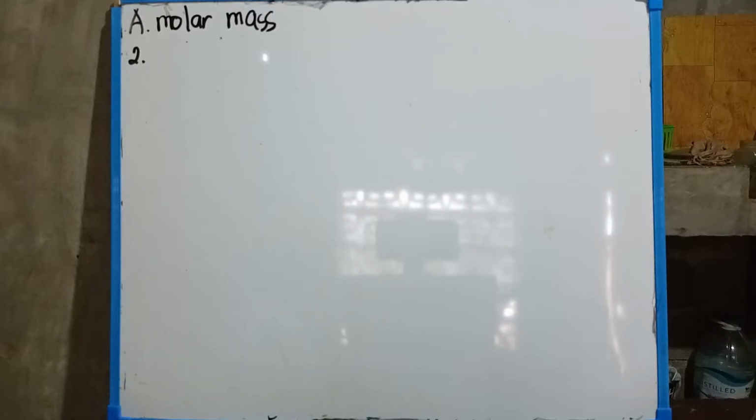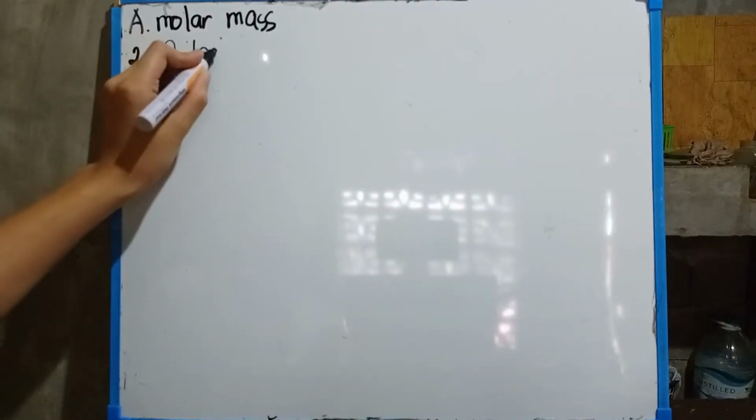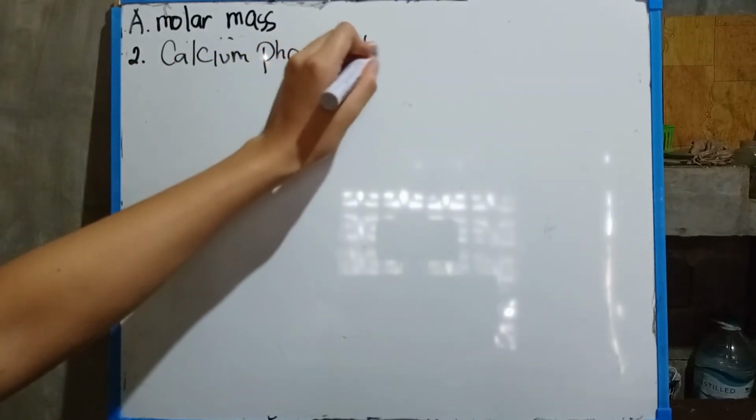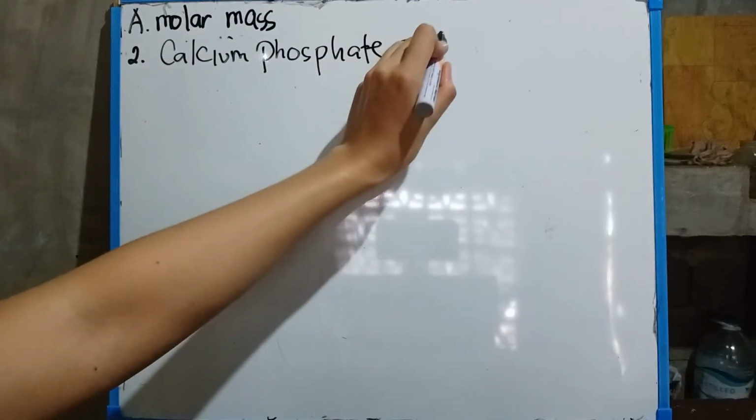For example number 2 of molar mass: calcium phosphate is an ionic compound and a common anti-caking agent added to food products. What is the formula mass of calcium phosphate? Class, calcium phosphate is needed in order to create a food product. It is called an anti-caking agent. What we are going to solve is also the molar mass of calcium phosphate. So this is the chemical formula of calcium phosphate.